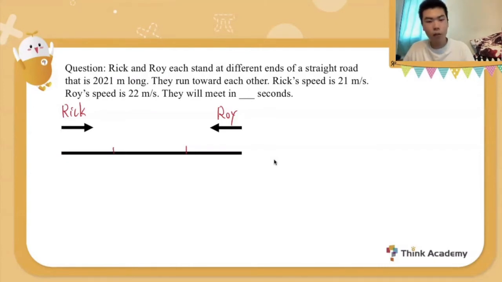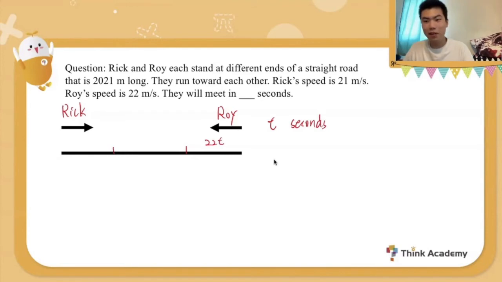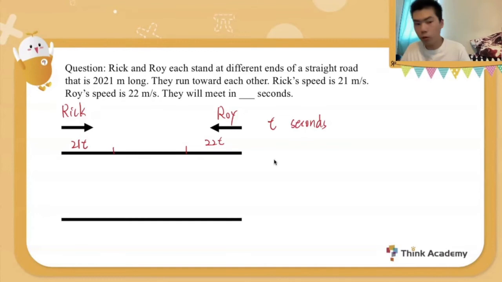Can you tell me how much distance have they traveled? We know we stop at t seconds. And Roy's speed is 22 meters per second. So Roy has traveled 22 times t meters. And similarly, Rick has traveled 21 times t. Right? And eventually, they will meet somewhere on the road.